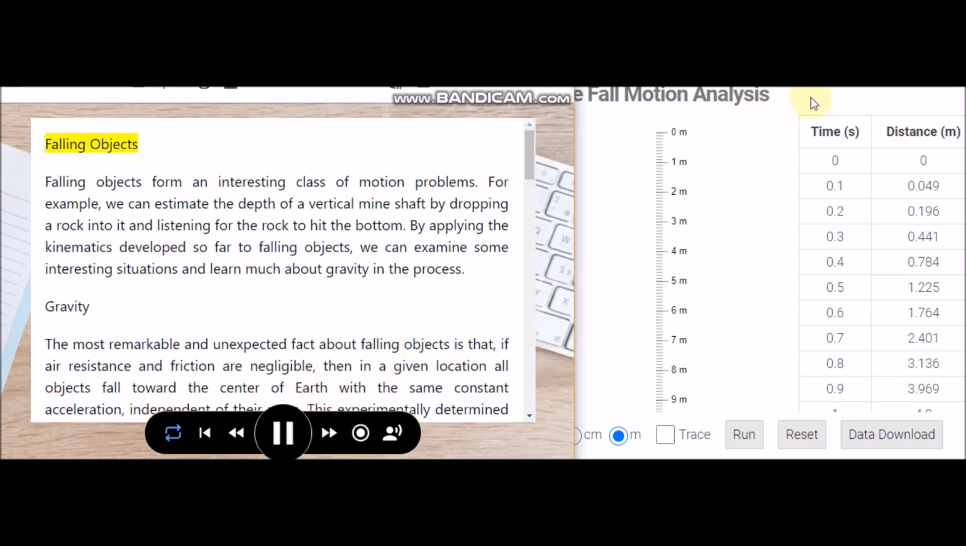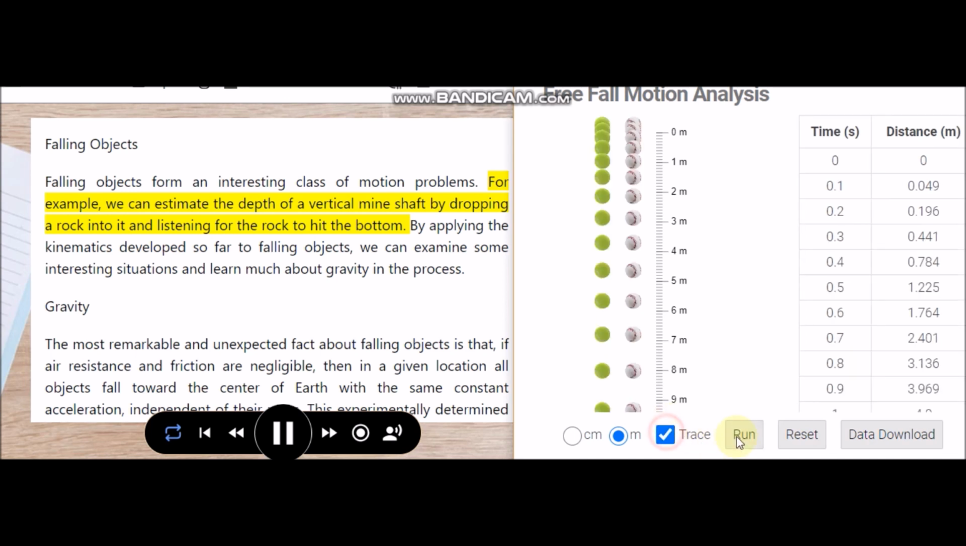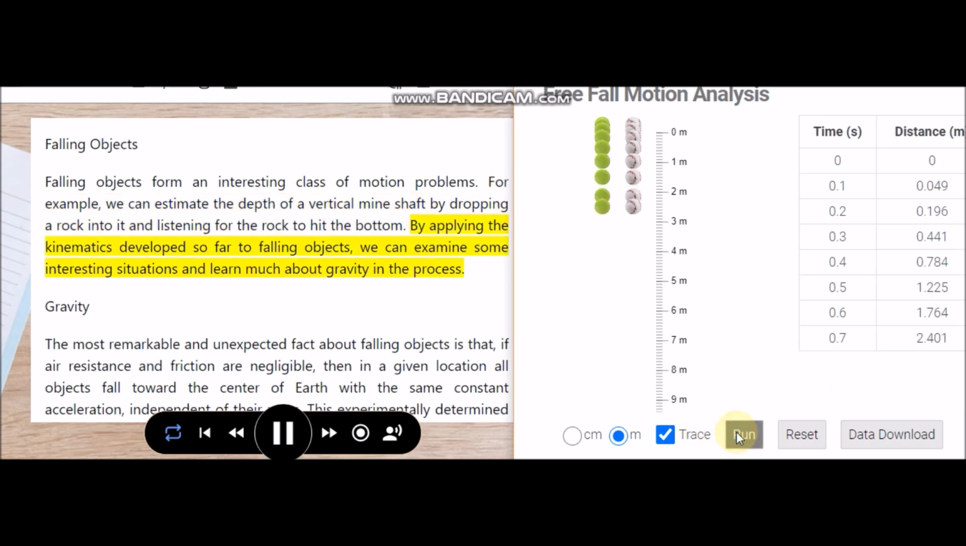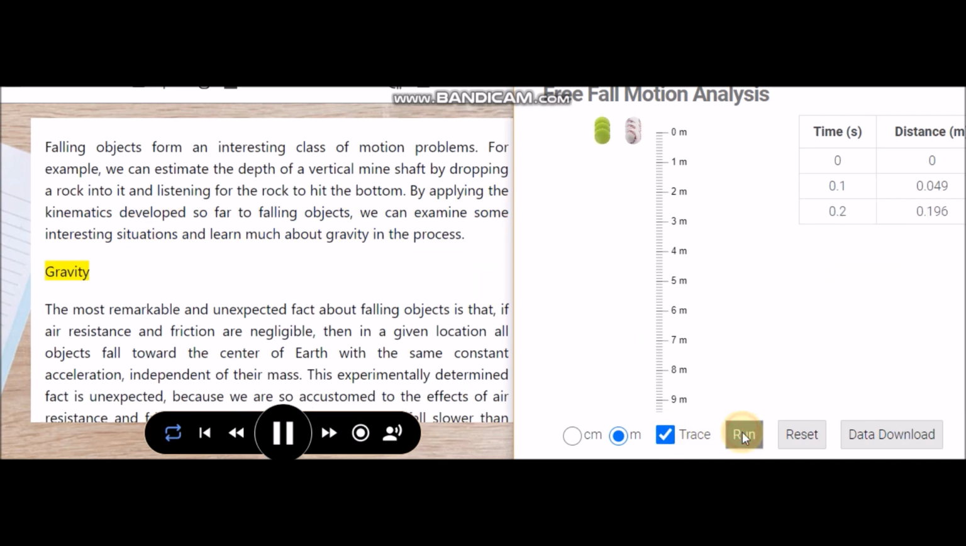Falling objects. Falling objects form an interesting class of motion problems. For example, we can estimate the depth of a vertical mine shaft by dropping a rock into it and listening for the rock to hit the bottom. By applying the kinematics developed so far to falling objects, we can examine some interesting situations and learn much about gravity in the process.